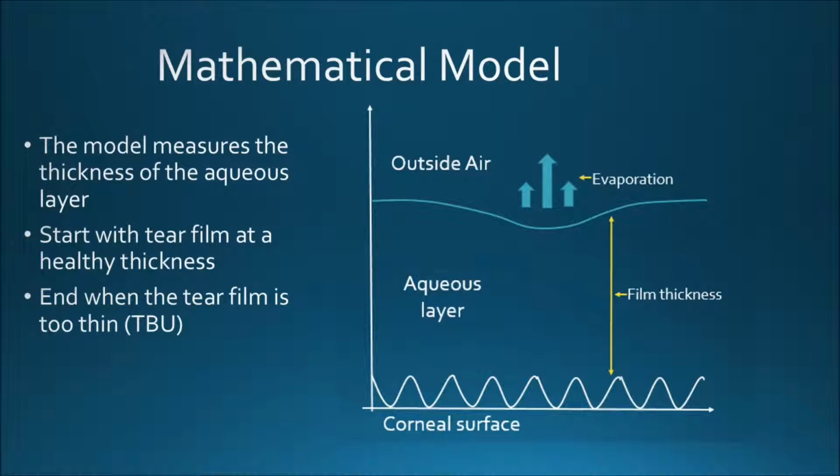In order to capture the roughness of the corneal surface, we model it with a simple sine function, as shown at the bottom of our diagram. When our simulation begins, the tear film is at a healthy thickness, which we observe here. However, the film will thin over time due to evaporation. The model is programmed to run until the tear film is too thin, at which time tear breakup has occurred.